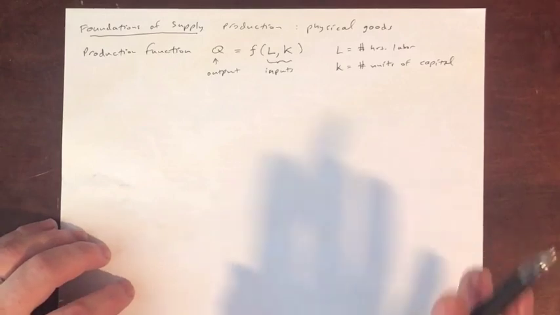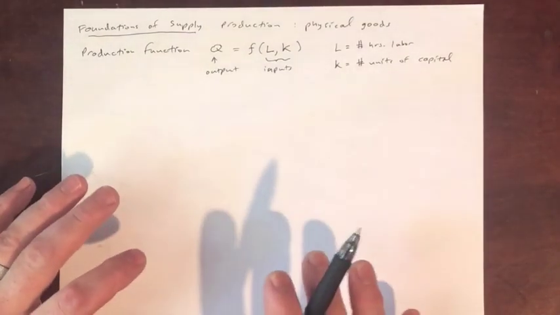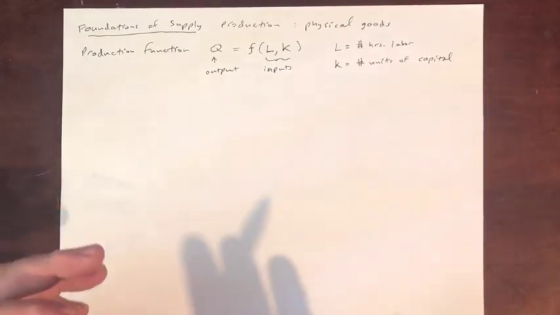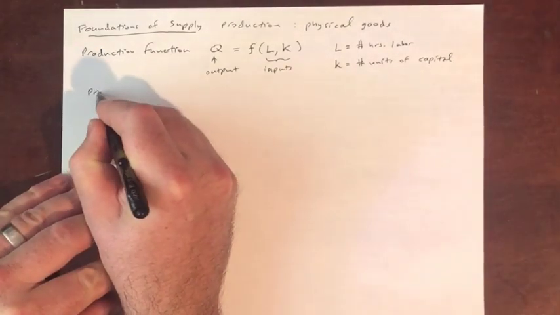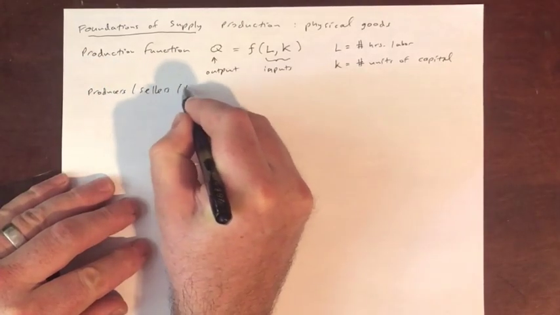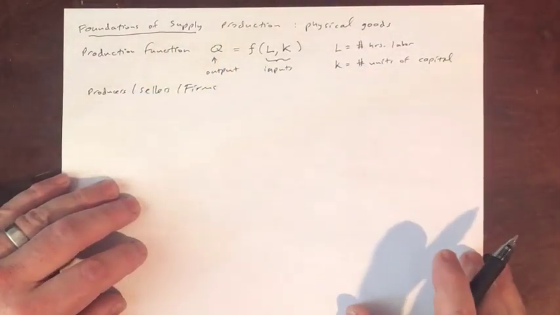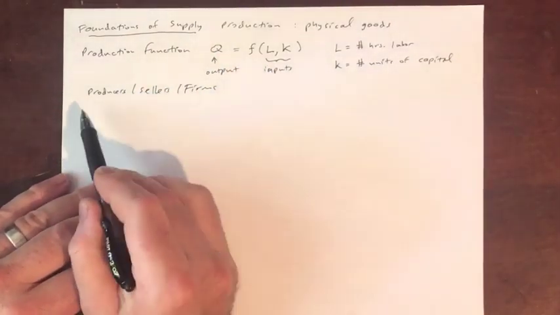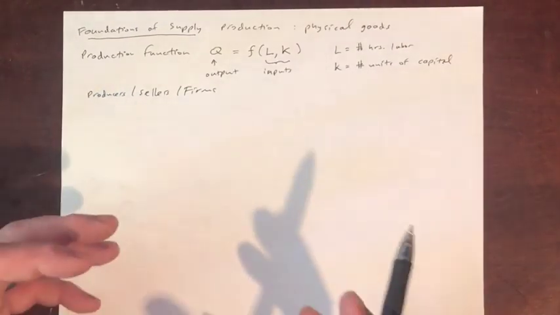Now we're going to make one simplifying assumption about productive units. Those units, we're going to call them firms. So producers, sellers, firms. We're going to use these terms interchangeably in this discussion. That's the one who produces. And we're going to make an assumption about all these firms.